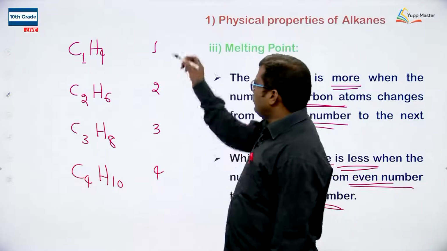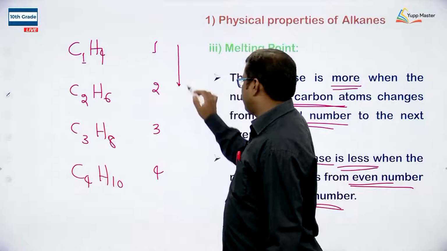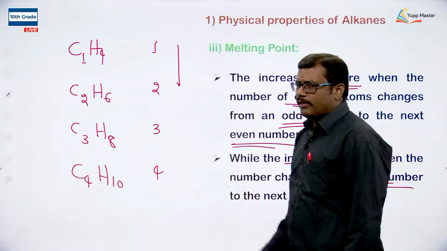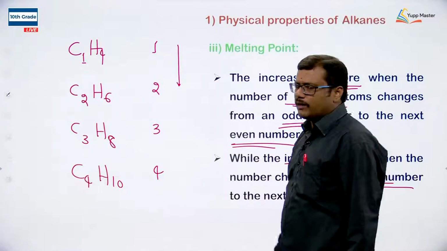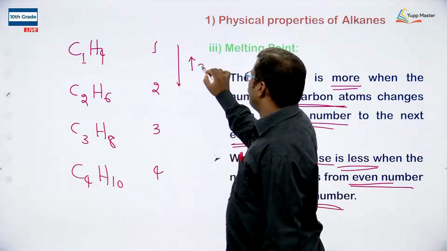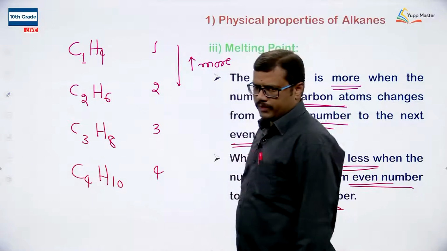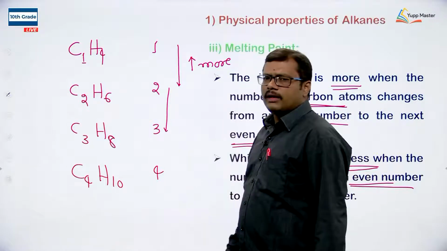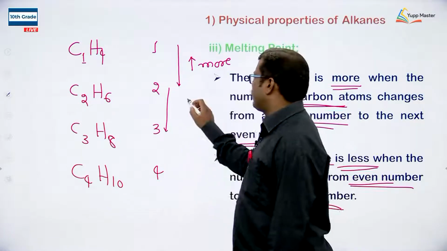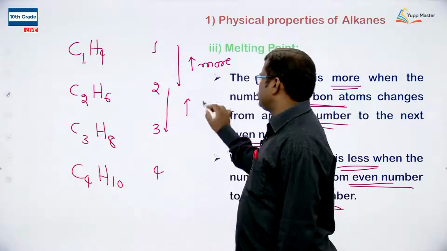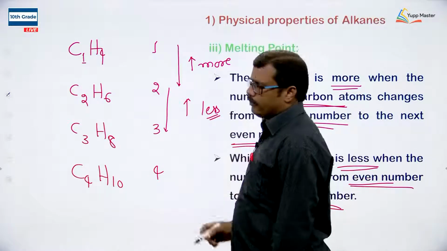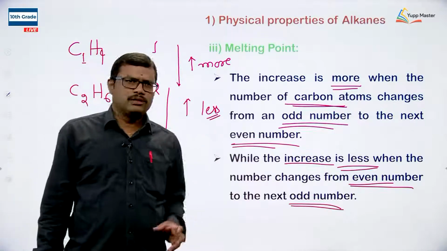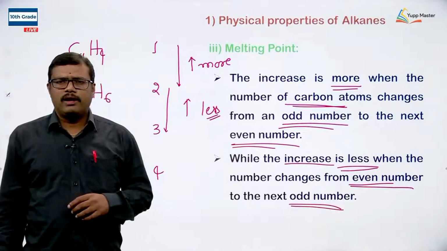So, when we are moving from an alkane having an odd number of carbon atoms to an alkane having an even number of carbon atoms, the increase in the melting point is more. But when we are moving from an alkane having an even number of carbon atoms to an odd number of carbon atoms, the increase in melting point will be less. That is a beautiful piece of information we can observe from the melting points of alkanes.